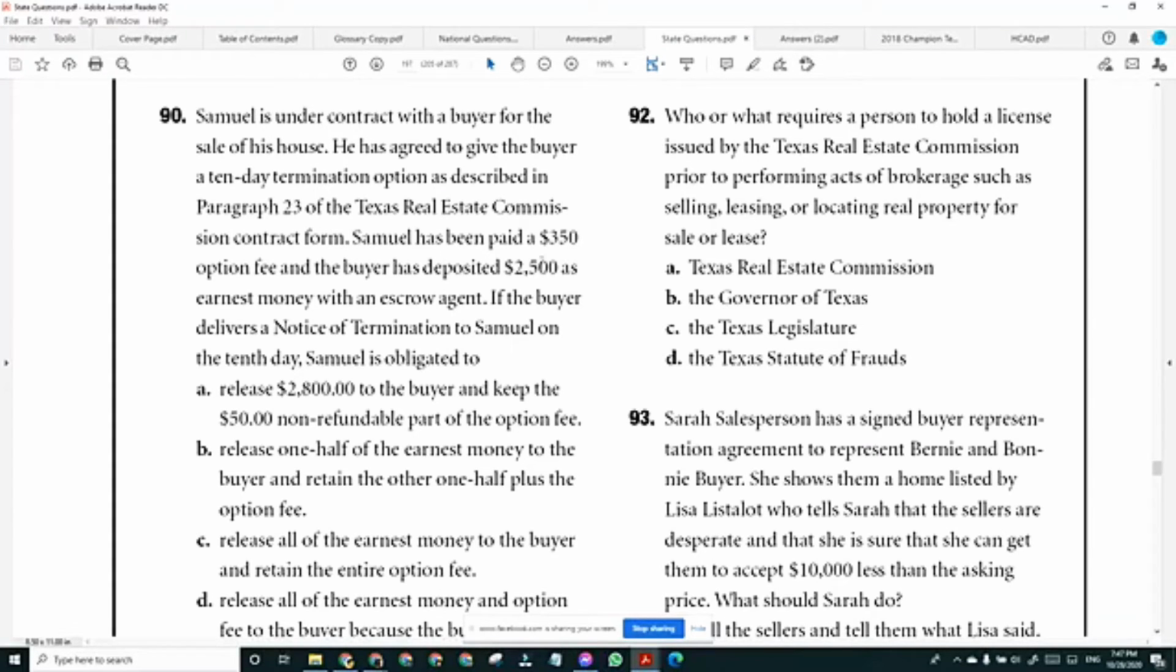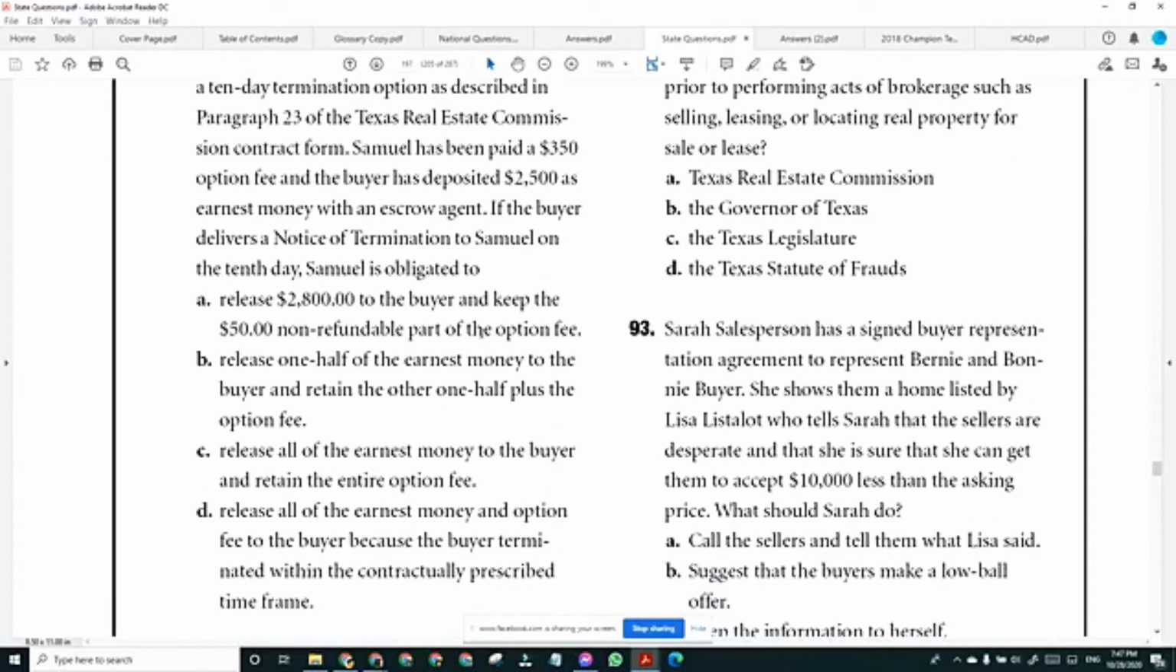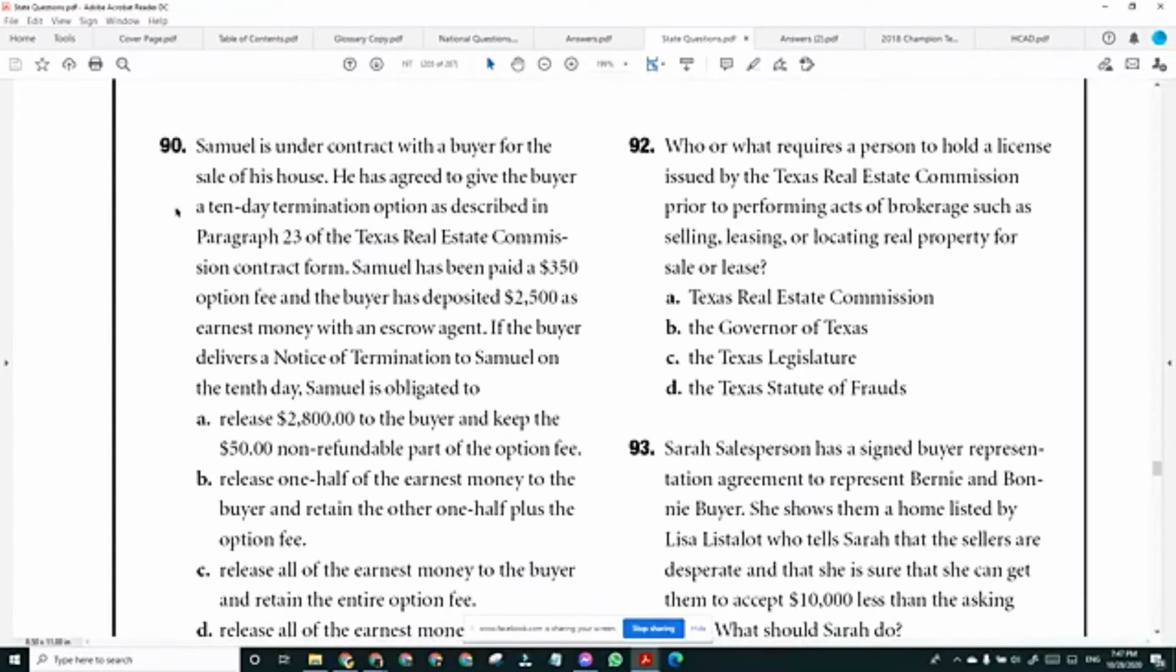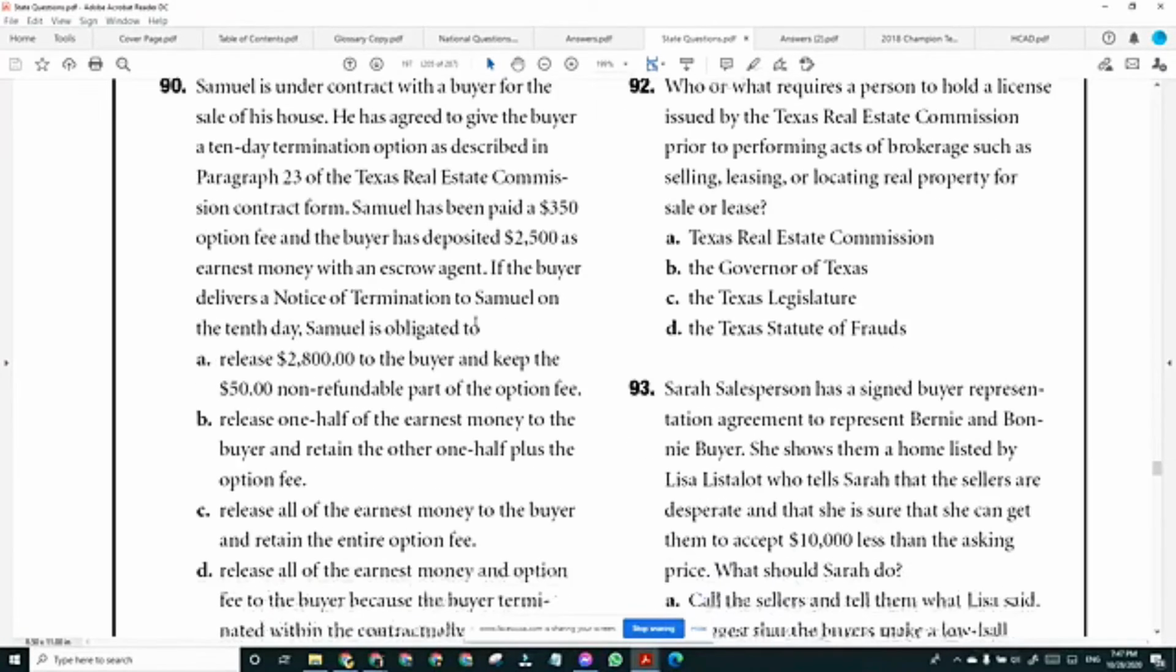Okay, Samuel has been paid $350 option fee, and the buyer has deposited $2,500 as earnest money with an escrow agent. Okay, the escrow agent can be an attorney or at the title company. If the buyer delivers a notice of termination to Samuel on the 10th day, Samuel is obligated to do what? And who is Samuel? That's the seller, right? They're under contract with the buyer.